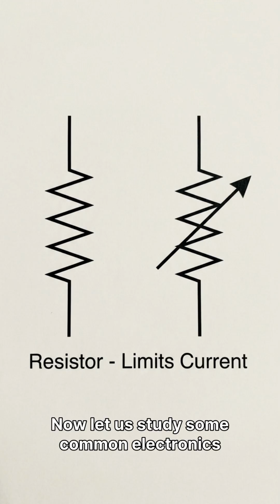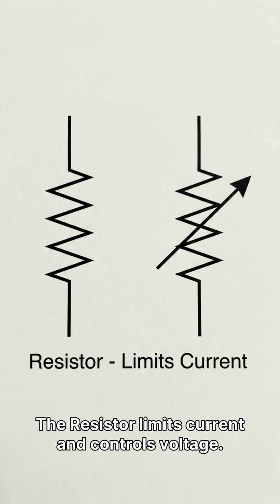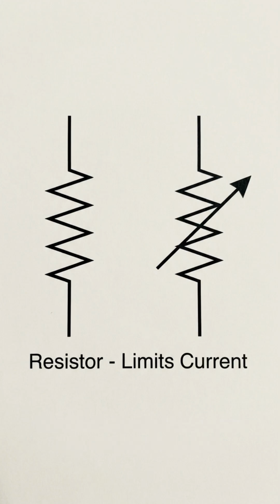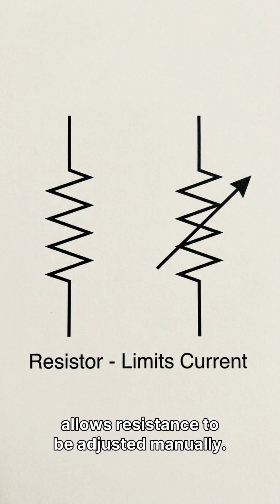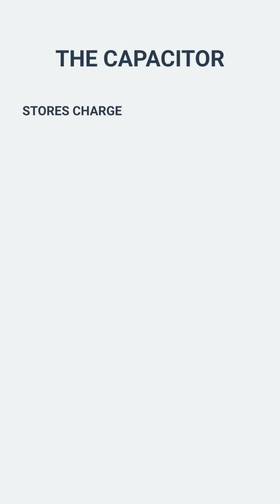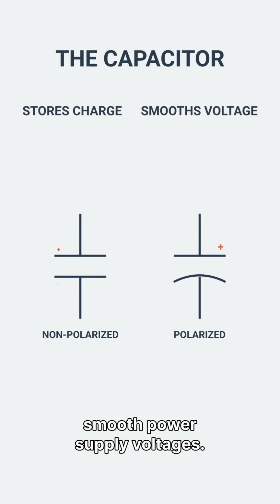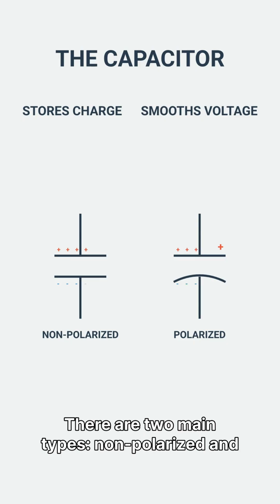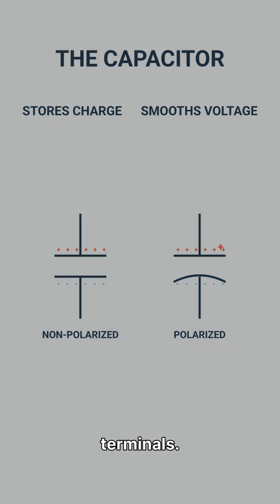Now let us study some common electronic symbols. The resistor limits current and controls voltage. A variable resistor, also called a potentiometer, allows resistance to be adjusted manually. Next is the capacitor. A capacitor stores electrical charge and helps smooth power supply voltages. There are two main types, non-polarized and polarized, which must be connected with correct terminals.